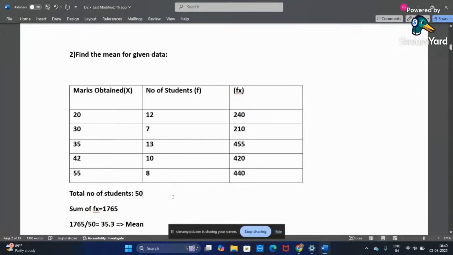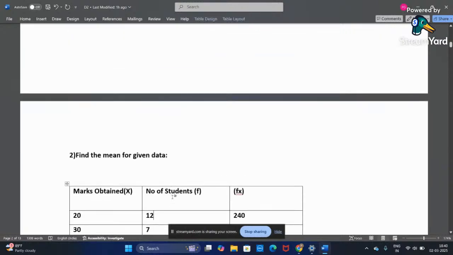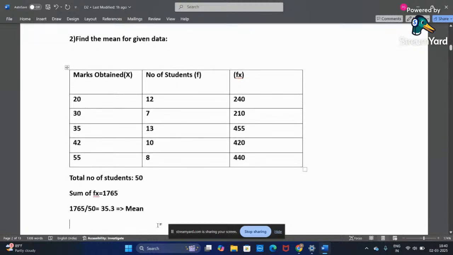Any doubt in this? To find the mean value, first we need to multiply the marks obtained with the number of students. Then we have to add all the fx numbers and divide by the total number of students or total number of observations.